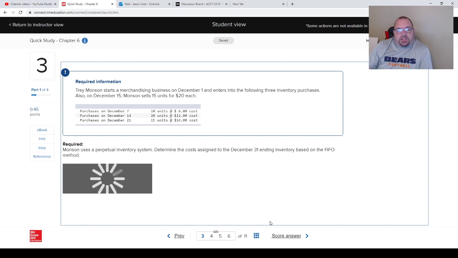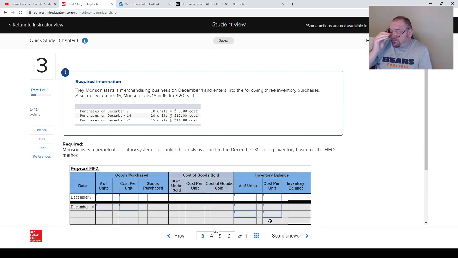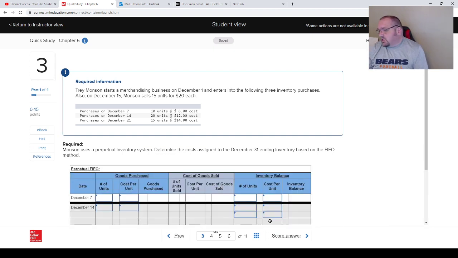Let's go to number 3. All right, so there's 3, 4, 5, and 6, and that's where we're going to pause. We are dealing with inventory costing, okay? So we're going to start off with first in, first out. We're also using the perpetual system, which means you automatically update as you make sales, right?